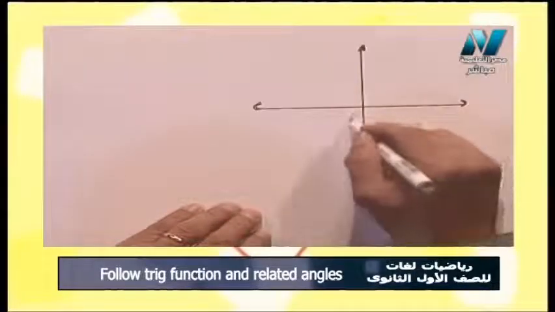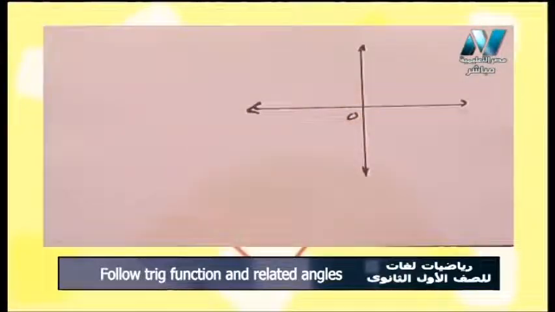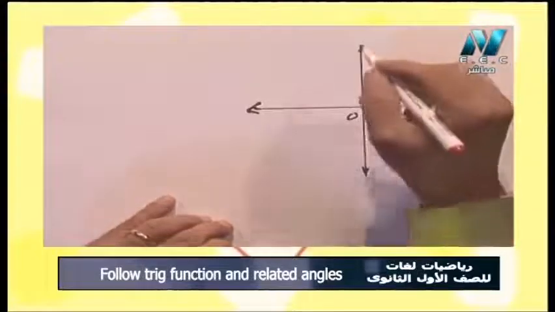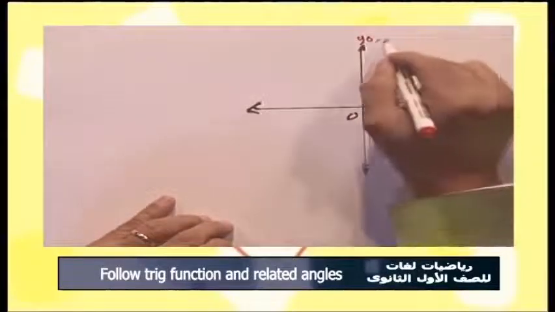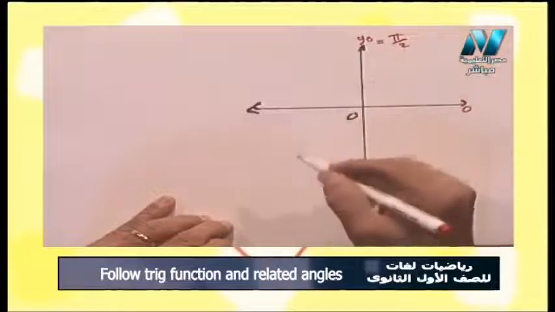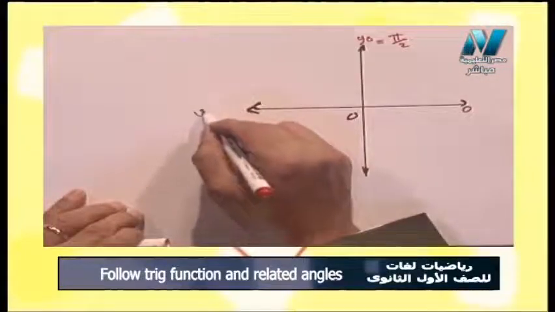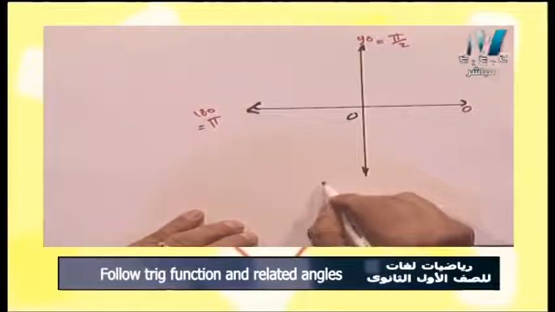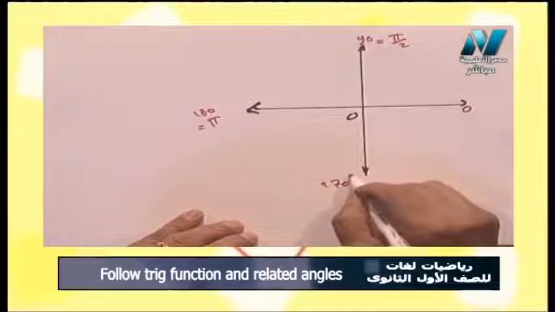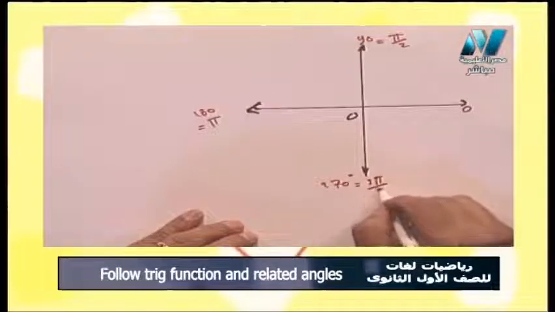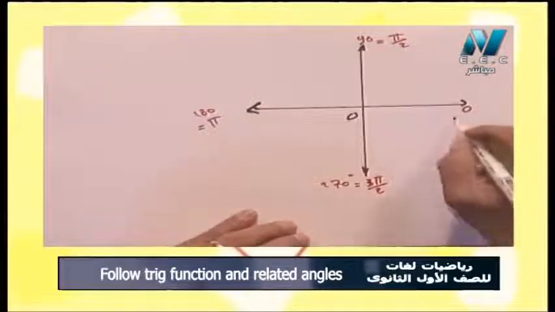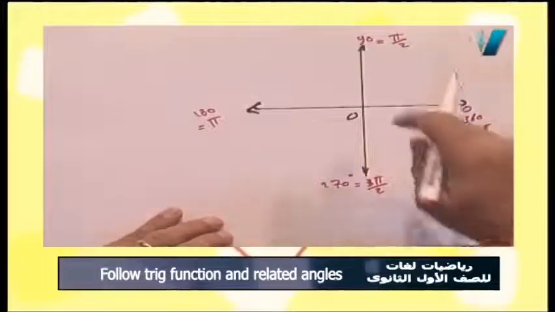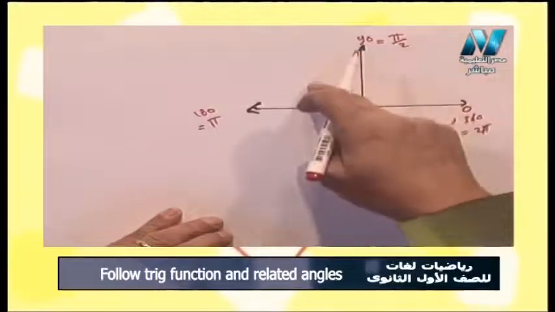And this is the origin point. And we know that here is 0 angle, and this is 90 angle, 90 or pi over 2, in red, and here 180 or pi, here 270 degrees or 3 pi over 2, here will be 360 or 2 pi. So this is the first quadrant, the second one, the third, the fourth.